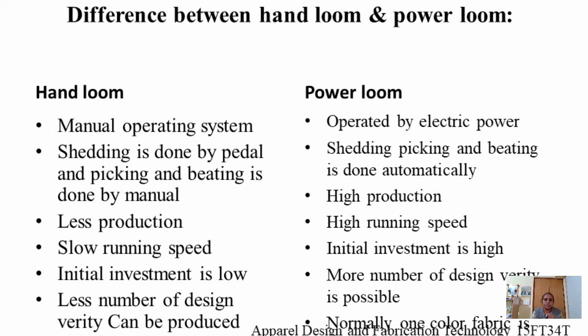In the handloom, there is less production, and it is very slow, whereas the power loom has a high running speed, that is, high speed production. In the handloom, the initial investment is low. For the power loom, the initial investment is high. Fewer designs and less variety can be produced in a handloom, but more designs and variety are possible in the power loom. These are the differences between the handloom and the power loom.